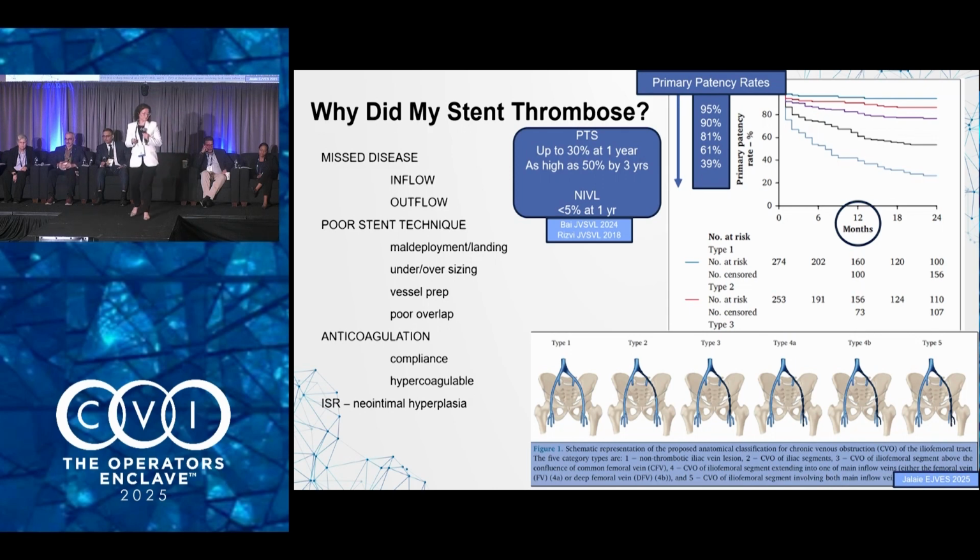And then you really have to strongly consider what's the role or the potential risks in patients with type 4A and B. And there are certainly other reasons for technical failure, including maldeployment, oversizing, undersizing, poor vessel prep at the time of the procedure, poor overlapping of the stents where they get dissociated, and also medical reasons such as compliance and hypercoagulability.